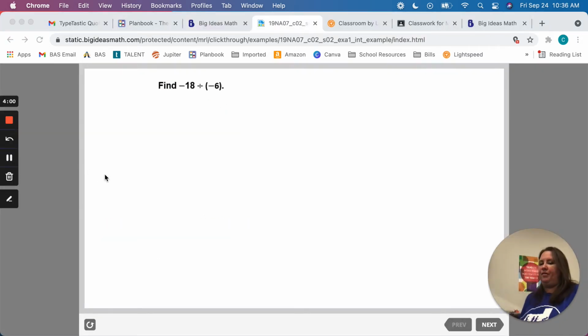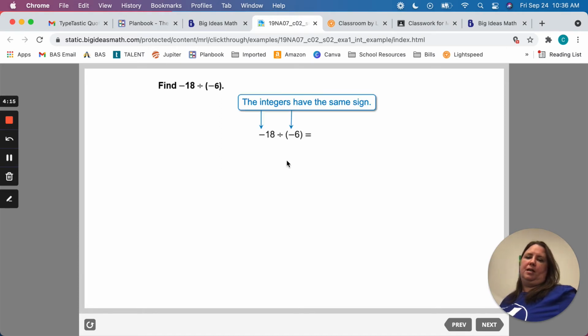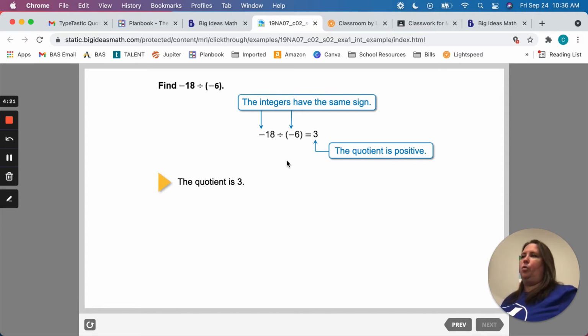Alright, so we're going to find negative 18 divided by negative 6. So first of all, do I have a negative divided by a negative? Yes. So what's my answer going to be? Positive. So then you just do 18 divided by 6, which is what? 3. So the quotient, or the answer, is 3. Any questions?